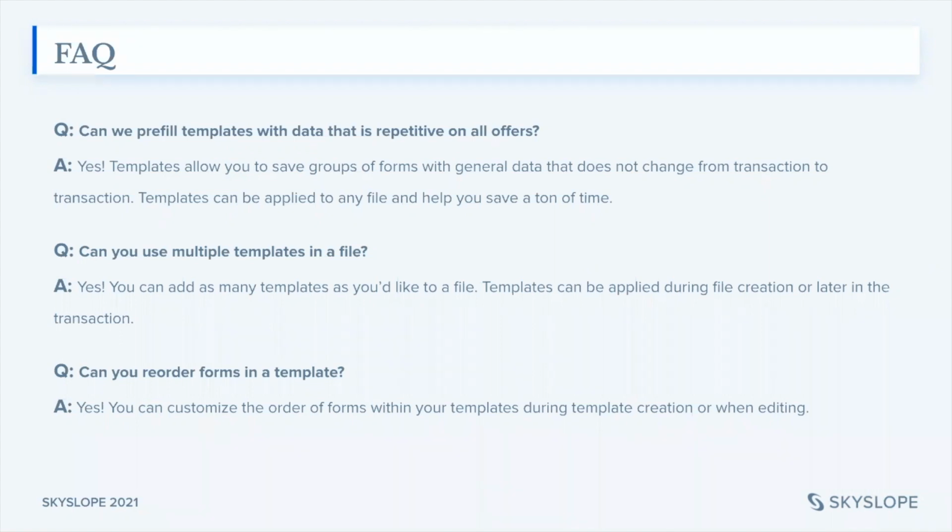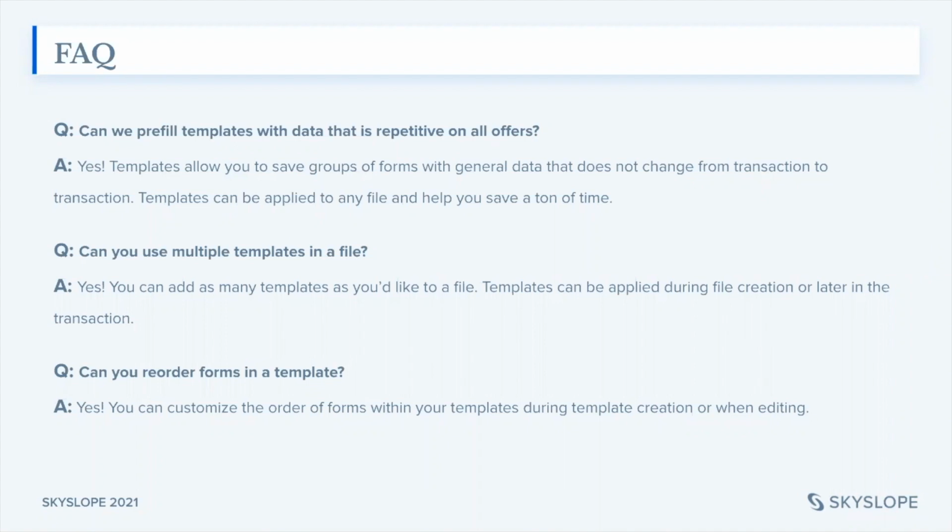Can I use multiple templates in a file? Absolutely. You can use as many templates as you would like on one file. Let's say you create one for your standard listing process, but as I mentioned, I still have a couple of wonky scenarios. Maybe it is a specialty condo with a funky HOA. I can absolutely apply an additional template on top of that in order to group all of the forms together that I need to send out for signature.